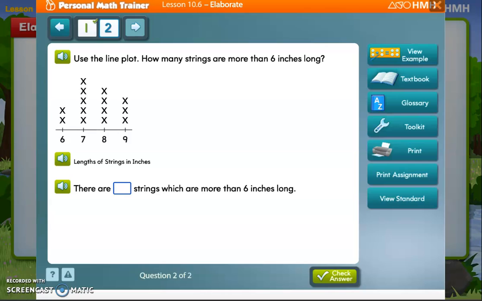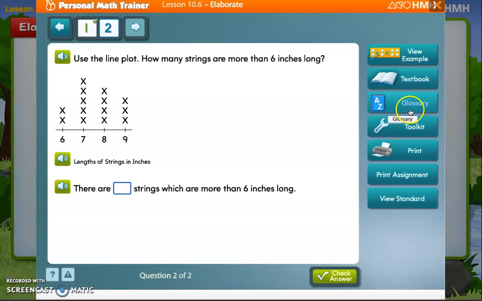Now, number 2 says, use the line plot. How many strings are more than 6 inches long? So this is another example. It's not using a bar graph, but it's another example of using a type of graph to help you solve a problem. So again, it says, use the line plot. How many strings are more than 6 inches long?